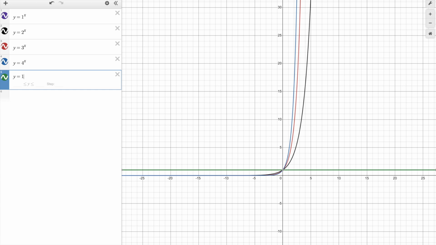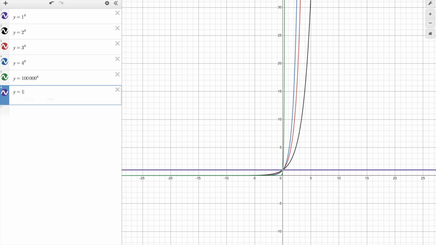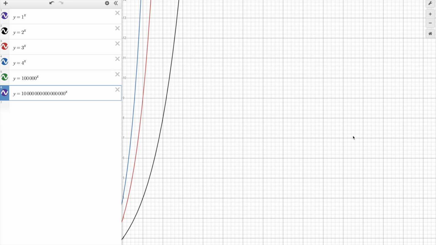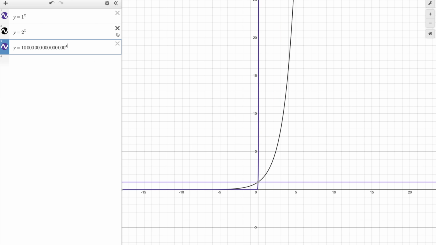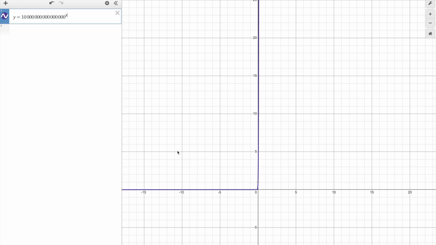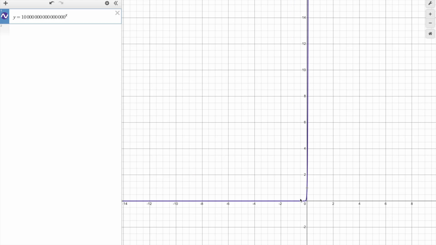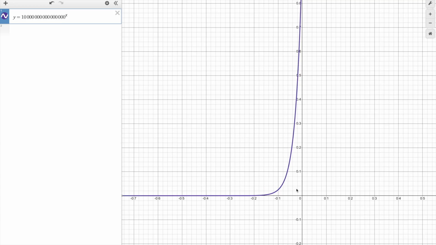But let's just go 100,000 to the x. And so you can see it's getting closer and closer to the y-axis. Let's go crazy here and put a lot of zeros. You can see it's never really touching here. So let's just remove some of these so you can see them. Even at such a large value, you can see it's never really touching 0, 0. No matter what, it doesn't touch 0, 0.